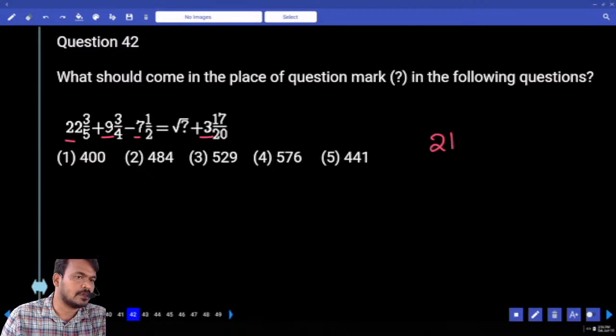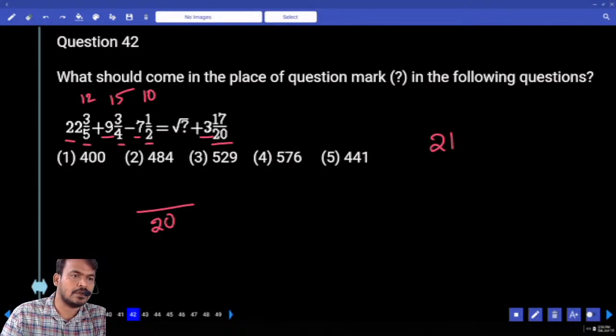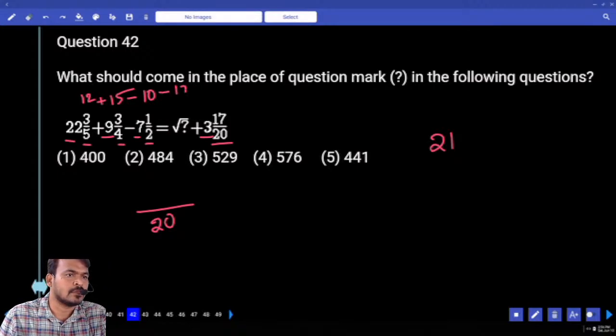Again, only fractions are adding and subtracting. What are the denominators? 5, 4, 2 and 20. What is the LCM? 20. 5 how many times? 4 times. 4 3s are 12. 4 5 times, 15. 2 how many times? 10 times. 20, 1 time. Minus 10 minus 17, and here already plus 12 plus 15, and total it is 27 minus 27, means cancel.